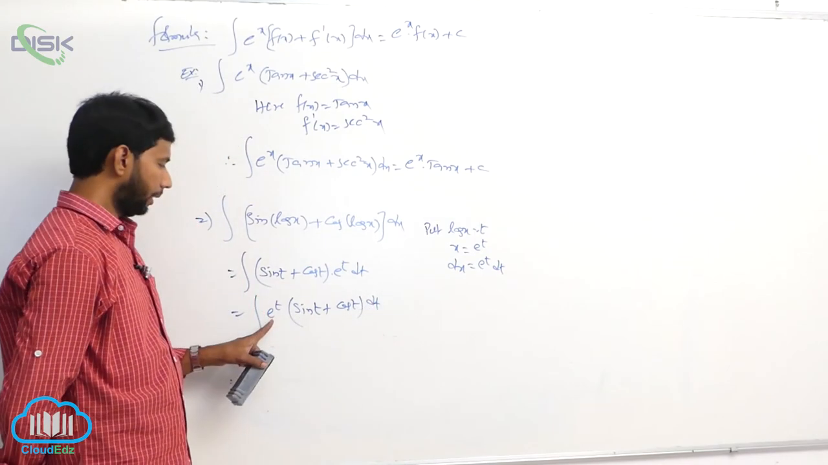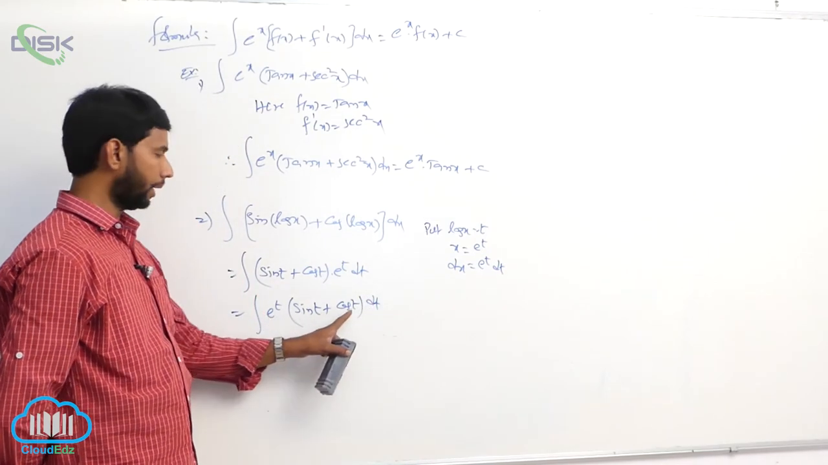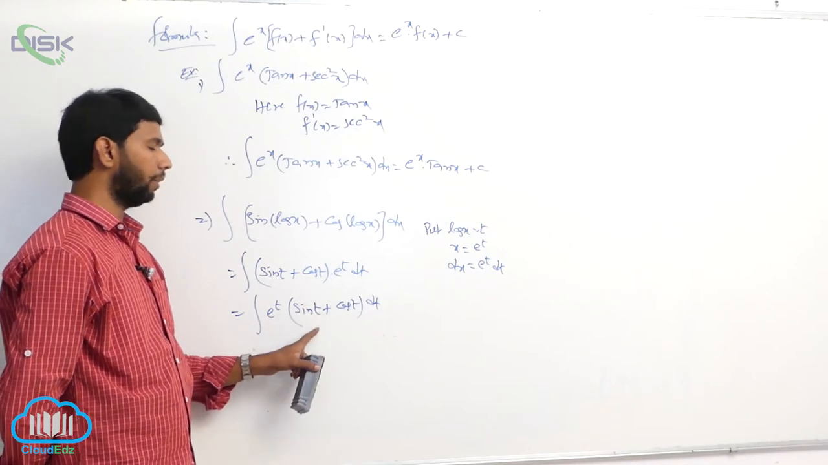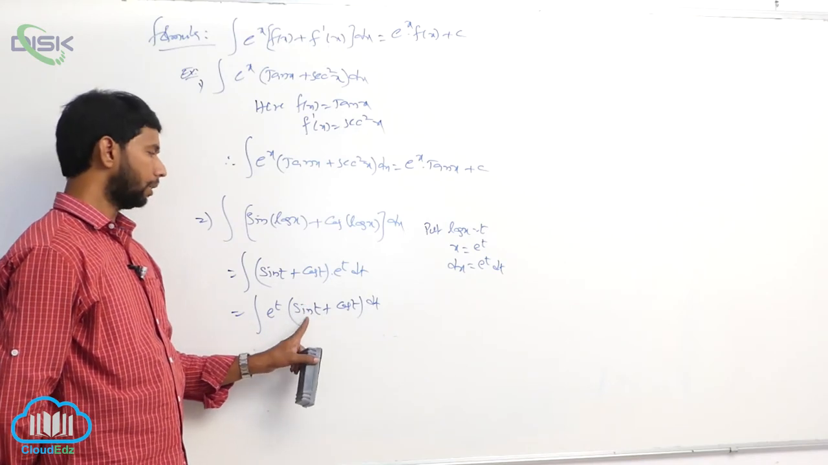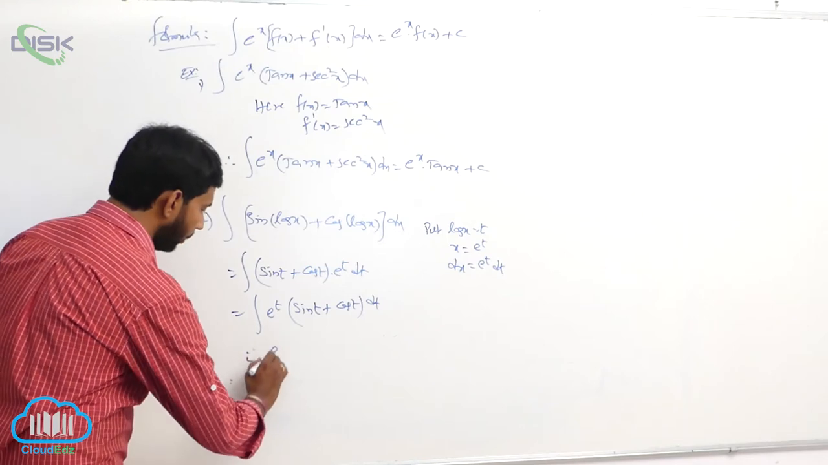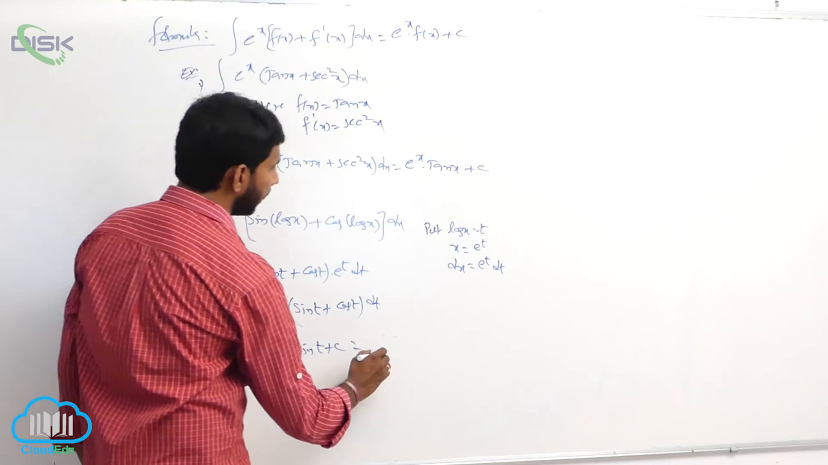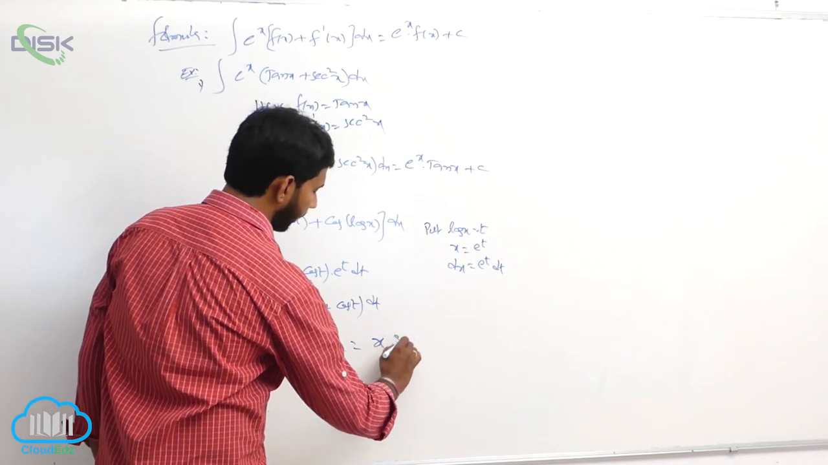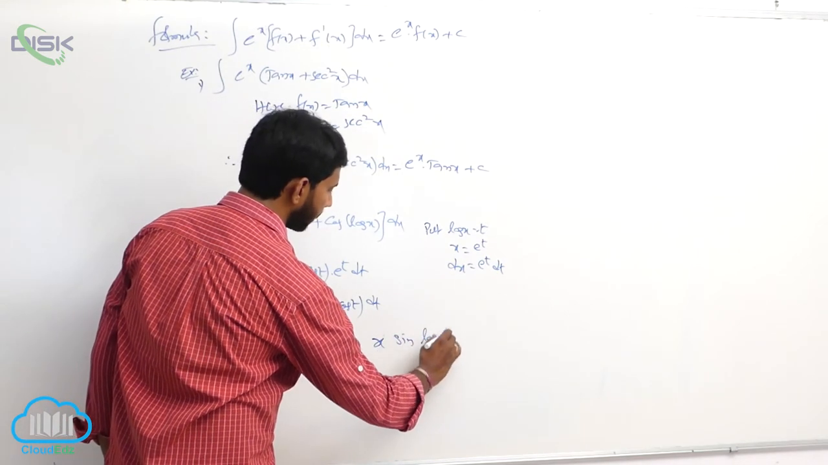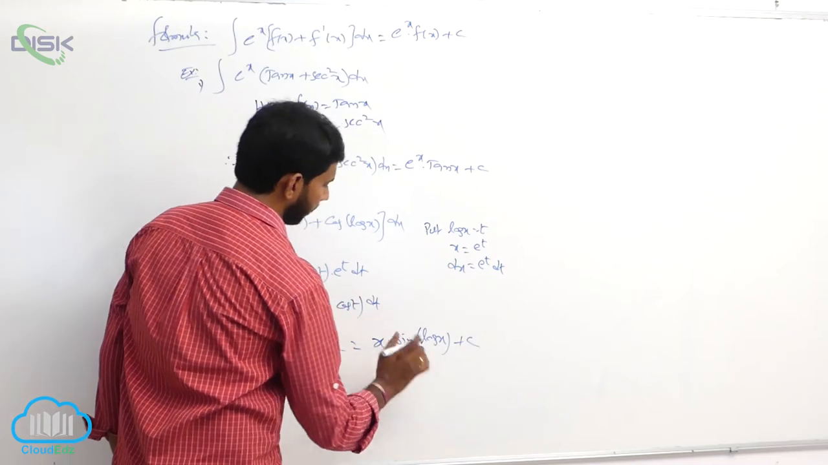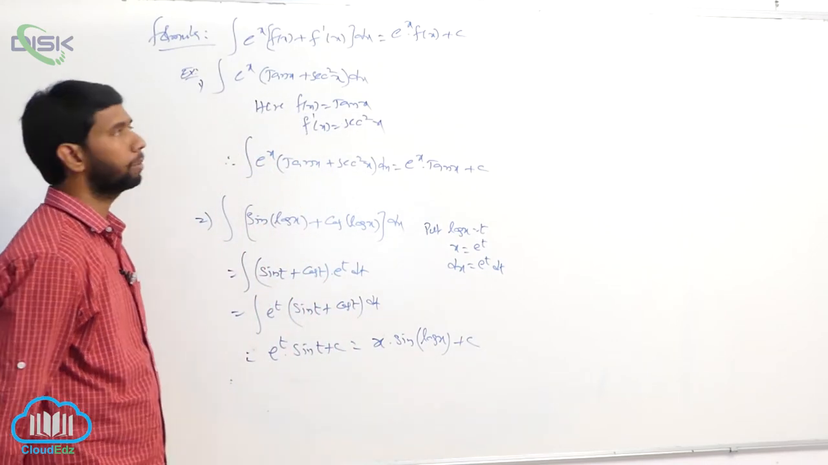This is the form integral of e power x into f of x plus f dash x. Here f of x is sin x, then its derivative is cos x. So the value is e power t into sin t plus some constant. That is, here e power t is x, so x into sin of log x plus some constant.